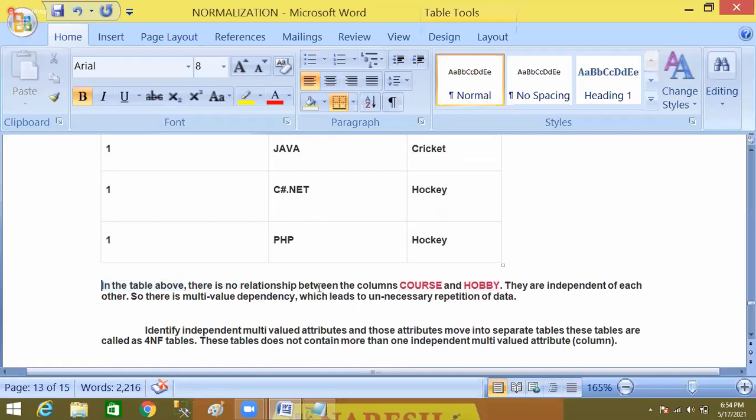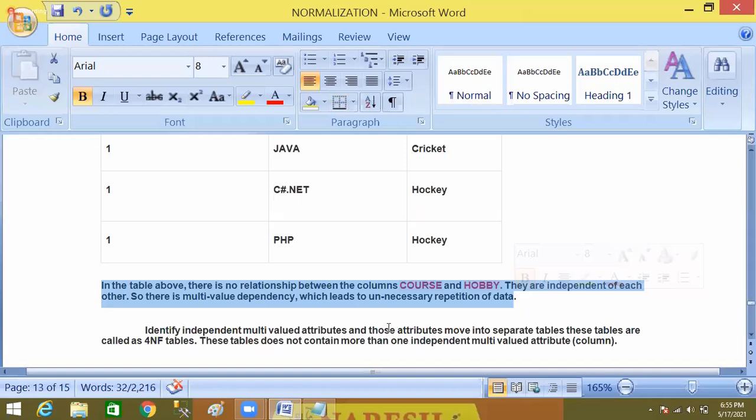There is no relationship between the columns course and hobby, right? So they are independent of each other. There is a multi-value dependency, which leads to unnecessary repetition of data.